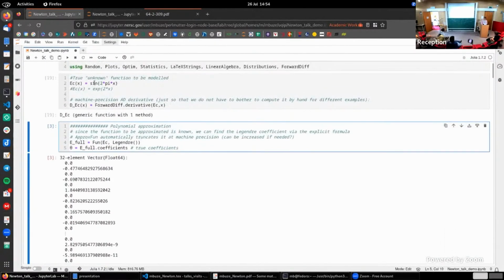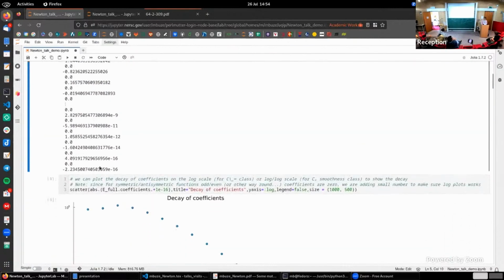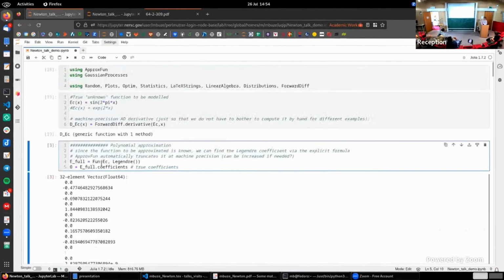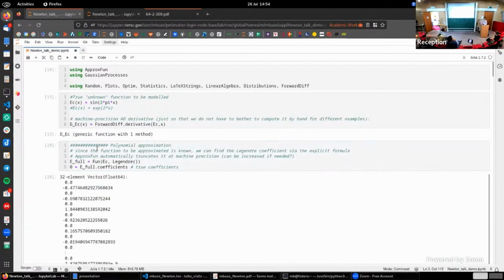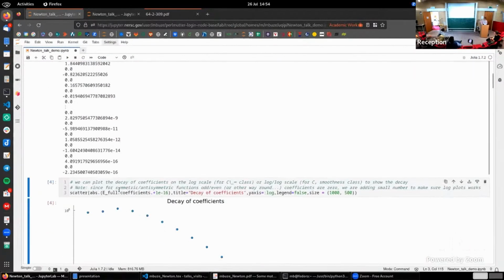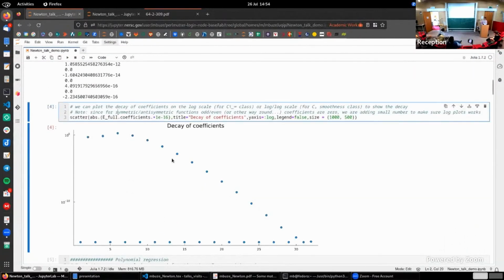supply the function itself. It truncates them at the machine precision. So for this sine function, it says that actually it should be modeled with 32. So if you truncate the expansion at p equal to 32, you're already at machine precision, and then you can test numerically that the decay of the coefficients is actually exponential in this case because the axis is logarithmic here.